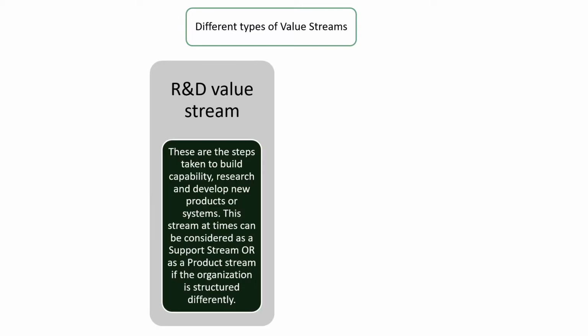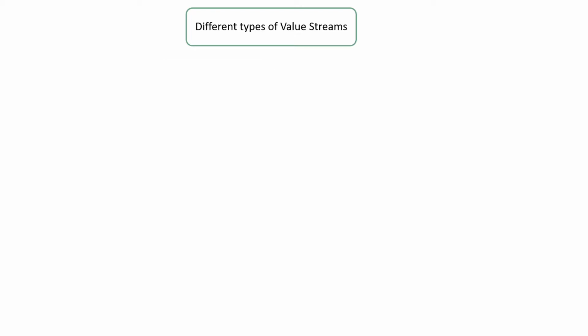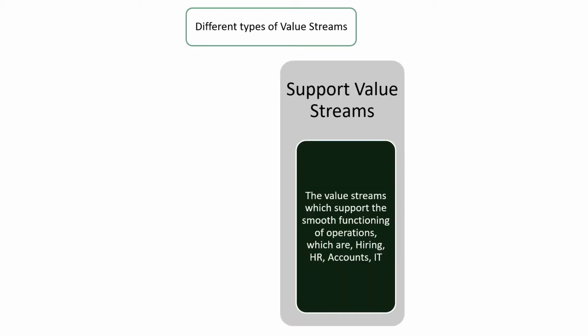Second is the R&D value stream, or the research and development value stream. These are the steps taken to build capability, research and develop new products or systems. This stream at times can be considered as a support stream or as a product stream if the organization is structured differently. Finally, support value streams. These are the value streams which support the smooth functioning of operations, for example, hiring, HR, accounts, IT.